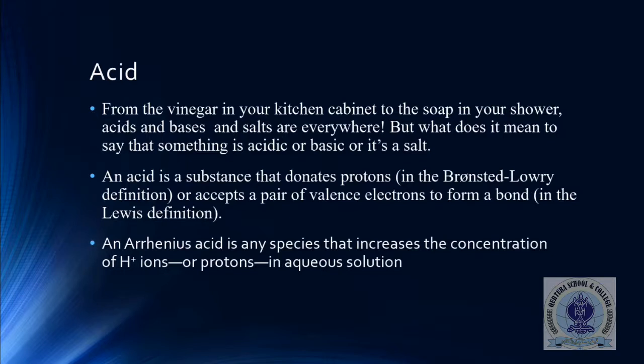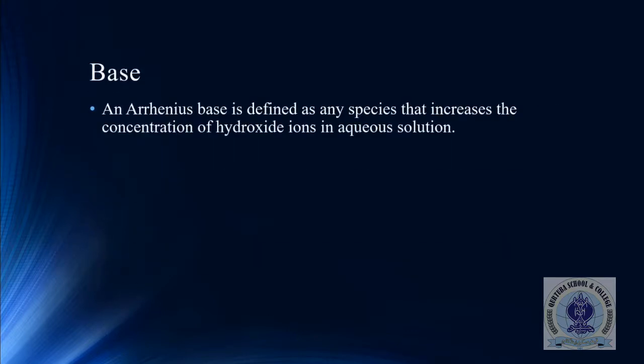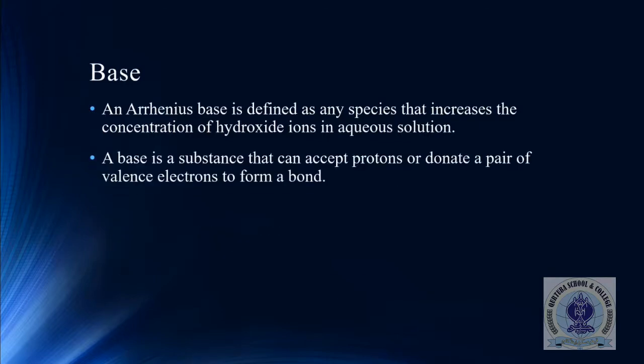According to the three of them, an acid is a substance that donates a proton or that accepts a pair of valence electrons, or that produces H plus ion in aqueous solution, or proton. Base can be defined according to Arrhenius, that base is any species that increases the concentration of OH ion in aqueous solution, or you can say that base is a substance that produces hydroxyl ion when reacted with water. Base can also be defined as a substance that can accept a proton or donate a pair of valence electrons to form a bond.